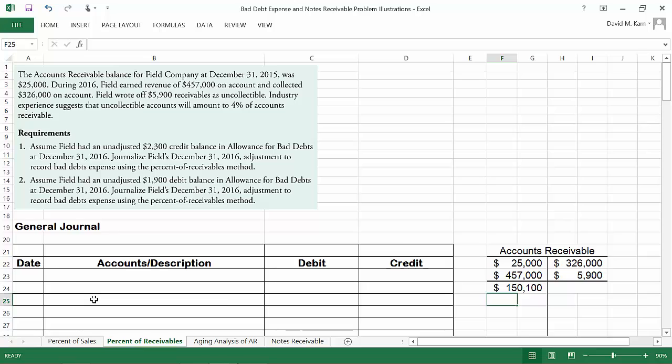Okay, so let's do some calculations here. It tells us that industry experience suggests that uncollectible accounts will amount to 4% of accounts receivable. So we have to take 150,100 times 4%. I'm just going to do the calculations here in the journal.